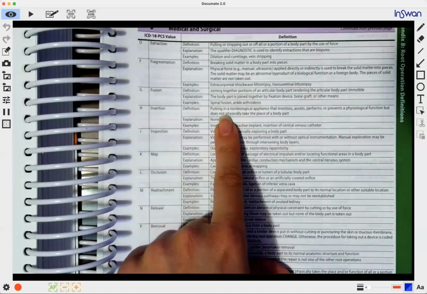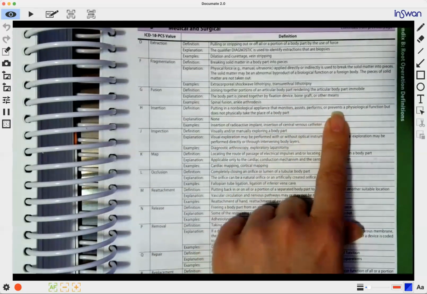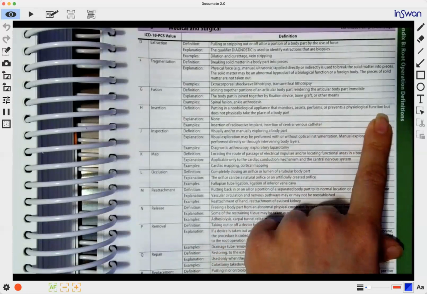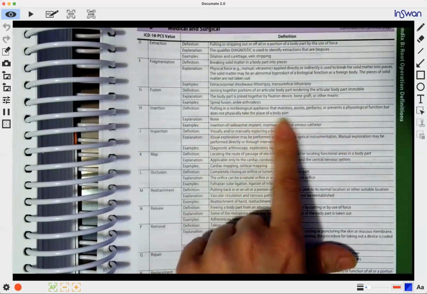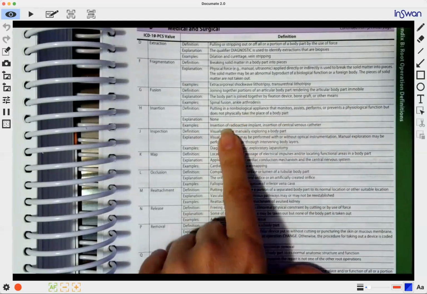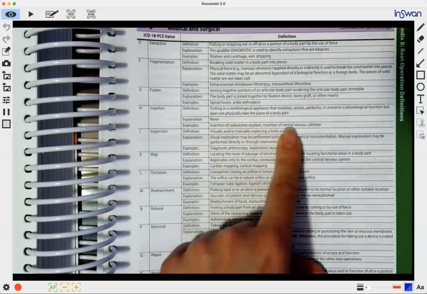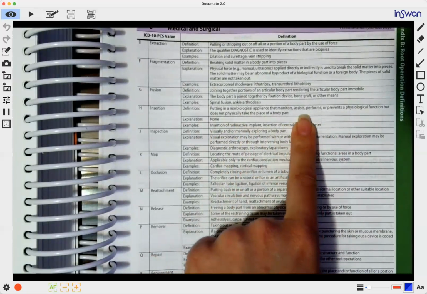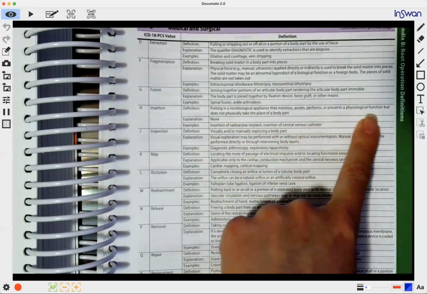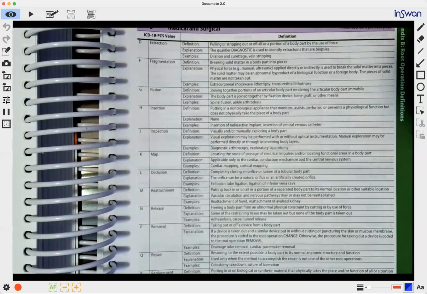Insertion, putting in a non-biological appliance that monitors, assists, performs, or prevents a physiological function, but does not physically take the place of a body part. So insertion of a radioactive implant, insertion of a central venous catheter. So a central venous catheter assists, performs, or prevents a physiological function, but does not physically take the place of the body part, right? It's an appliance, it's something extra, it's not replacing anything.